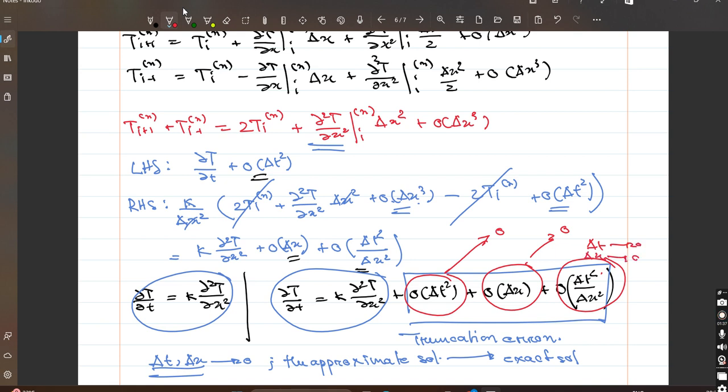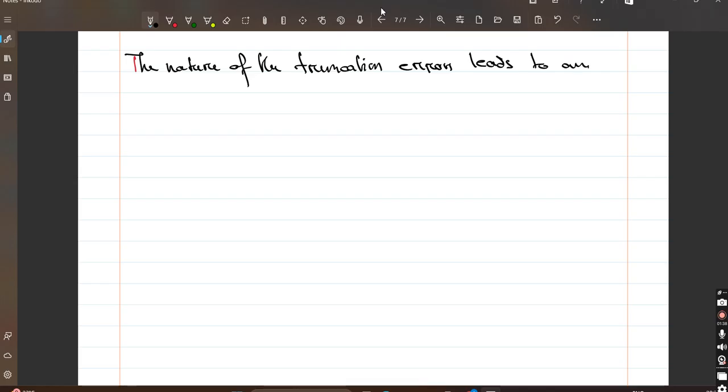But if delta t and delta x both go to 0, these things will become a constant and it will stay constant, right? So no matter how fine your grid resolution is or how fine your time stepping is, it does not matter. The truncation error will always be some constant value, right? So we have seen the nature of the truncation error leads to an inconsistent scheme.